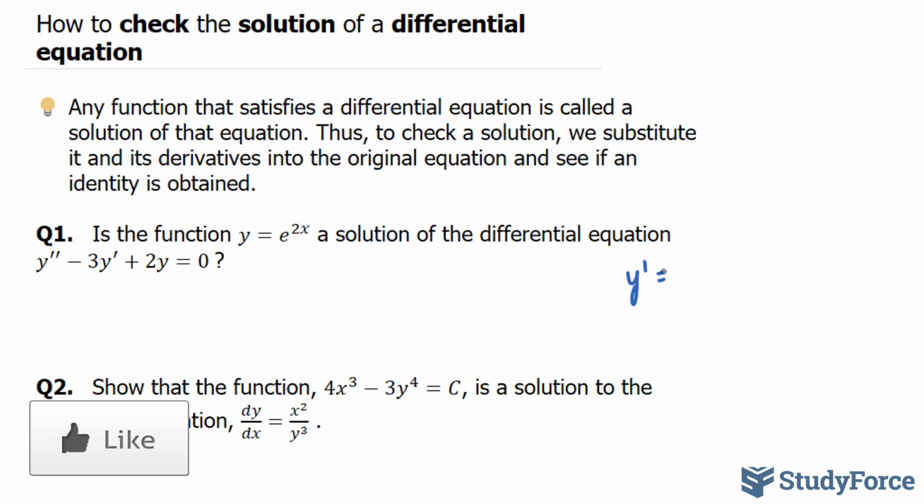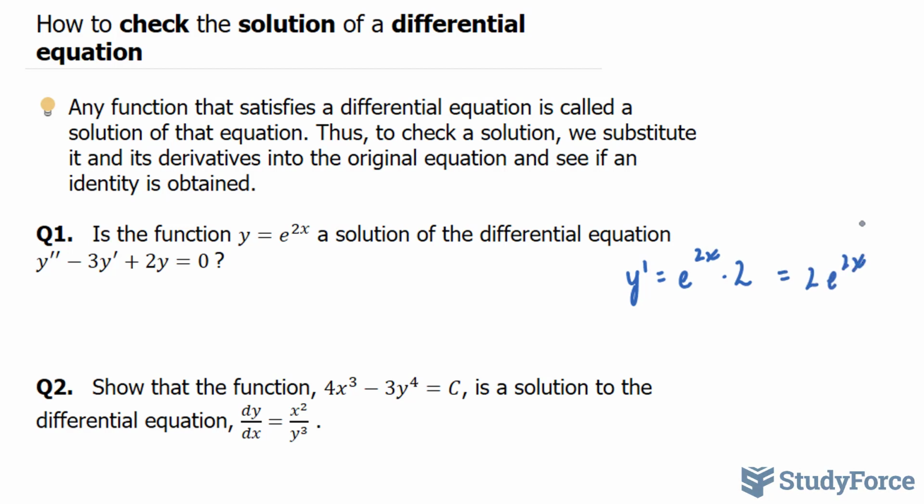Y prime, the derivative of e to the power of x is e to the power of x. So we'll write down e to the power of 2x and take the derivative of 2x, which is 2. This is equal to the first derivative. Now let's take the second derivative by taking the derivative of this equation. We have y double prime this time. And once again, we have 2 times 2 times e to the power of 2x, which equates to 4 e to the power of 2x. I found my first and my second derivative.